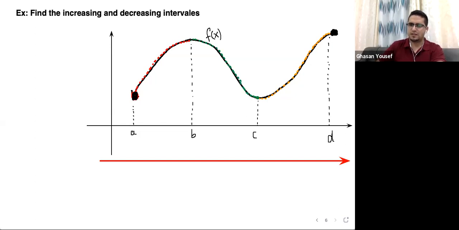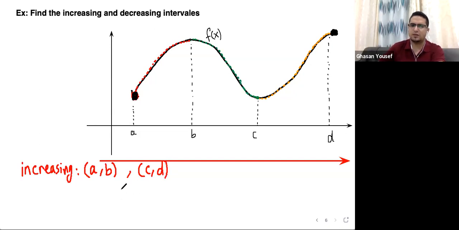So as we see here in this function, the function increasing until this point, decreasing until this point, increasing again at this point. So the interval of increasing, as we see here, is from A to B, but open, always open, A comma B. And also it's increasing again from C to D, as we see here. So comma, C comma D. This is the two intervals for increasing.